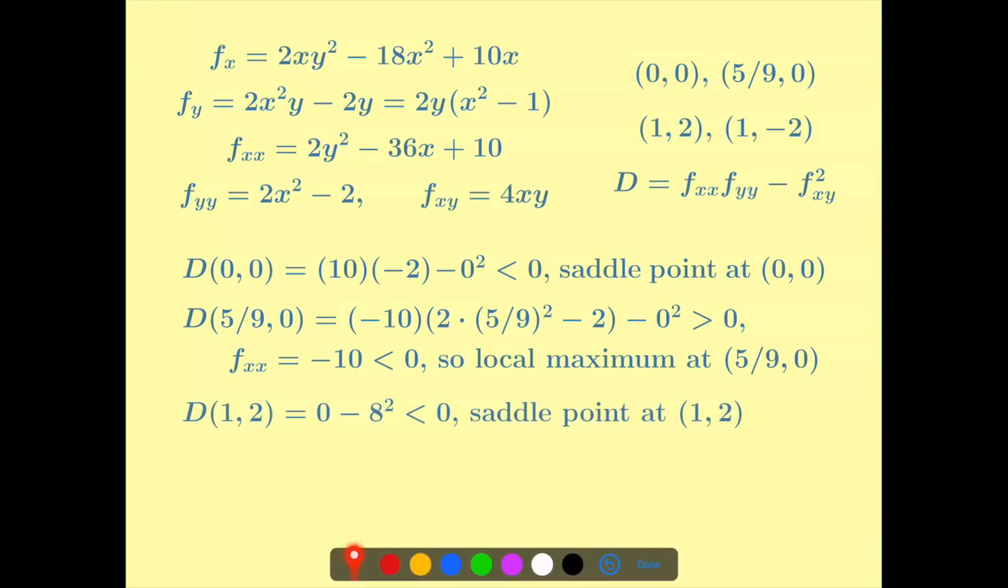The next point to plug in is 1, 2, and we can handle 1, minus 2 at the same time, the two remaining points, because I want you to notice that when x equals 1, f sub y is just 0. So when I multiply f sub x times f sub y, I'm just going to get 0 in both of these cases. And then we need to plug in 1, 2 into the f sub xy, and that's going to give me 8. And when I plug in 1, minus 2, I'm going to get minus 8. So in the case of 1, 2, I get 0 minus 8 squared. And in the case of 1, minus 2, I get 0 minus negative 8 squared. In both cases, this is minus 64, and that's less than 0. And so we have a saddle point at 1, 2, and a saddle point at 1, minus 2. So that gives me all the 4 points, the critical points, and what they are for the function. So that finishes this.